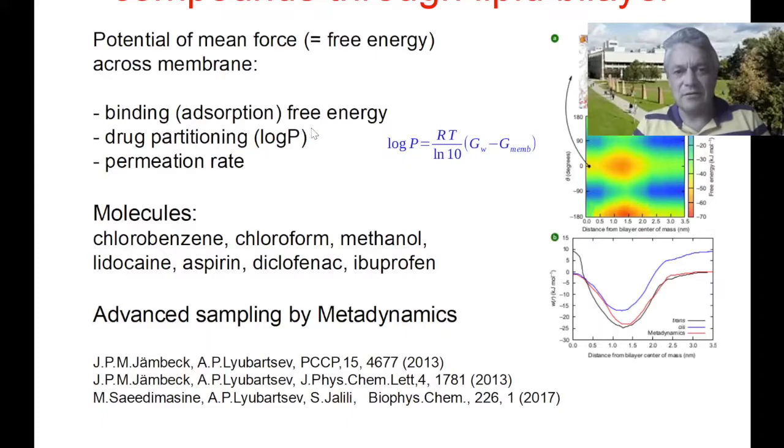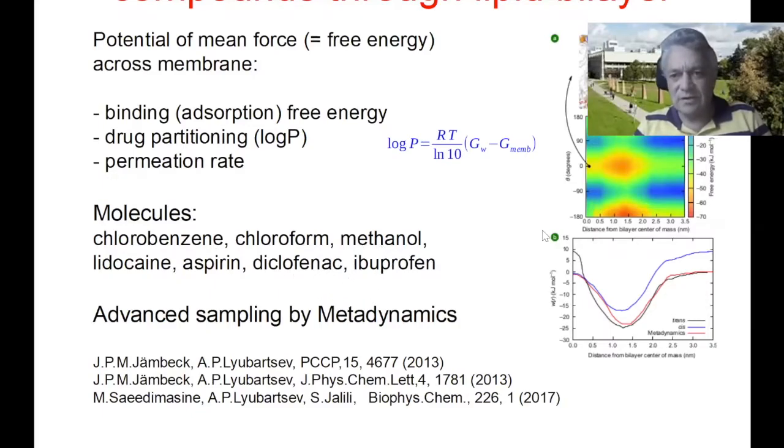And this potential of mean force can also describe binding or absorption free energy. In the same way as the log P coefficient, it allows us to compute drug partitioning, that is, the expected drug density at different points across the membrane. Essentially it is the same formula: log P is the difference in free energy between the water phase and inside the membrane. These potential of mean force curves also allow us to determine the permeation rate of the molecule through the membrane due to passive transport. So we studied a range of molecules which are written here: chlorobenzene, chloroform, diclofenac, and some others.